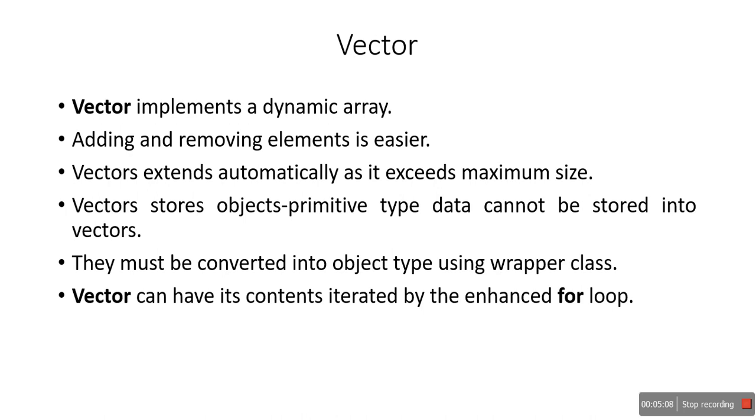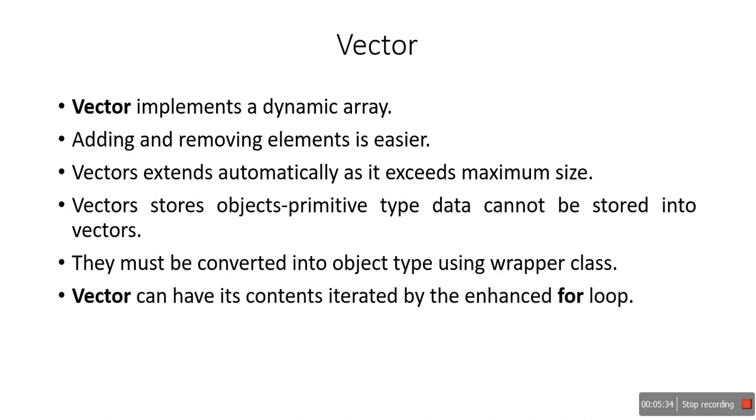Every element we store in a vector array is considered an object. Primitive data types cannot be stored in vectors. For example, primitive data types like integer, character, or floating point numbers. So if you store integer values like 1, 2, 3, 4, those are considered primitive types.